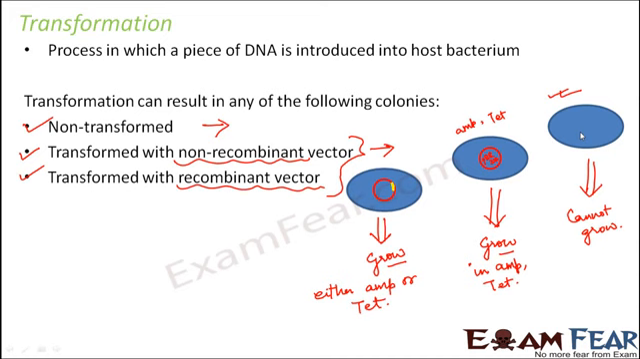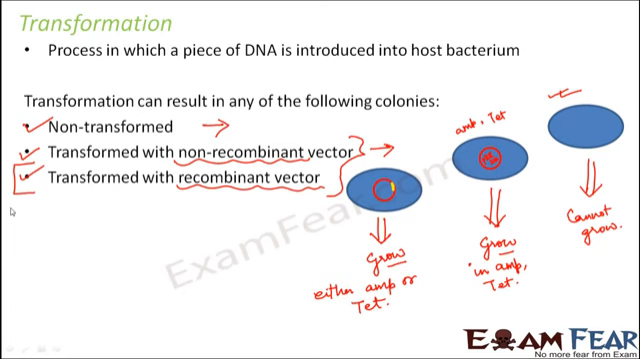And how does it help? Because we are only interested in which one? We are interested in this one, the transformant with recombinant vector, because that helps us in the process of genetic engineering. So our focus is on the third one. So in order to understand how many of them have been transformed with recombinant vector, the presence of selectable markers helps, because had selectable markers not been present on the vector, you would not be able to understand which colonies were transformed and which colonies were not.